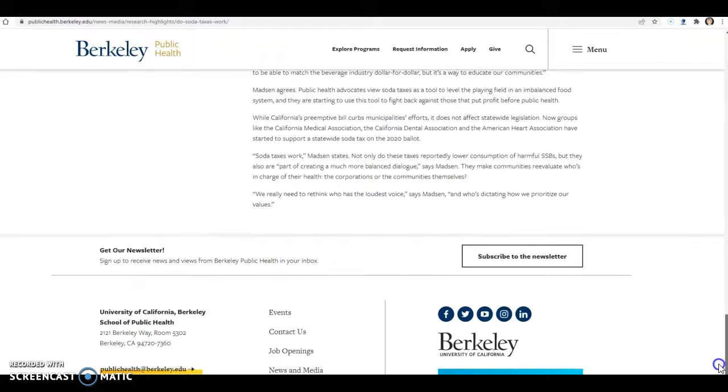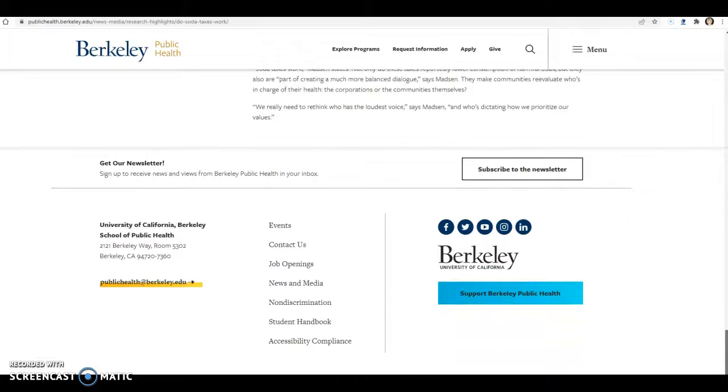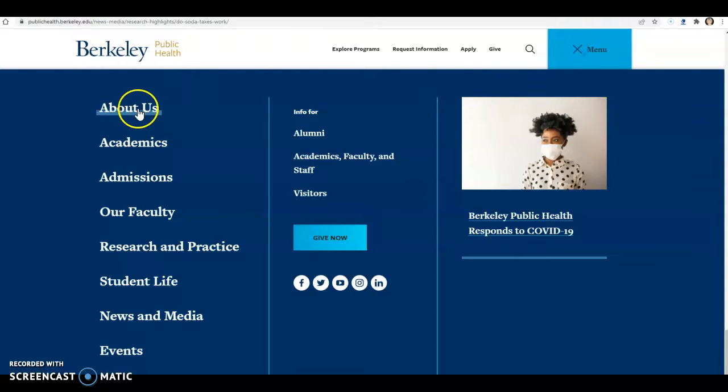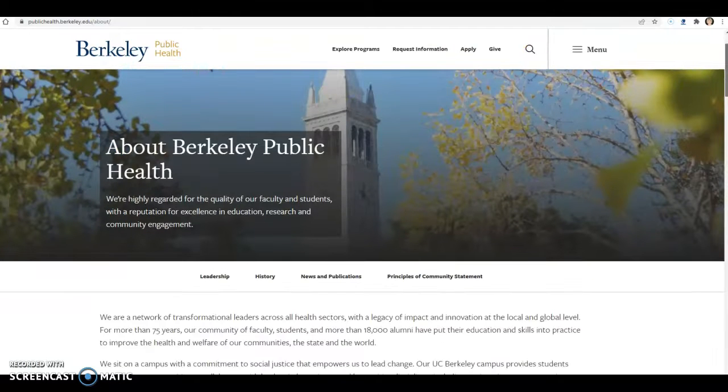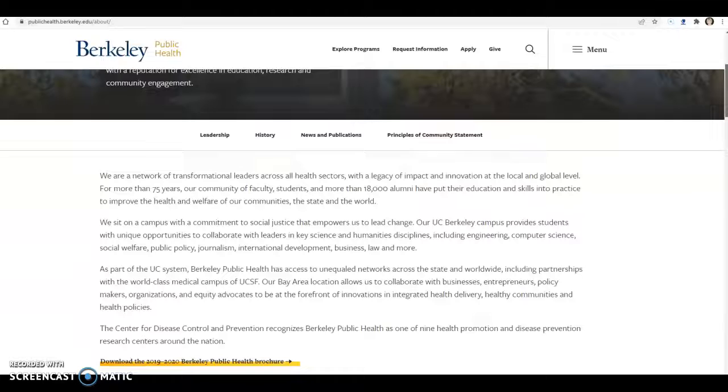Okay, good. Then I'm going to scroll to the bottom because that's going to tell me a lot of information. It shows me that this is put out by Berkeley. Berkeley is not the city, but the University of California that's in Berkeley, their School of Public Health. That's what the information at the bottom tells me. And if I went to the menu, there is an About Us page. That's always something you want to look for on websites. Is there an About Us page?